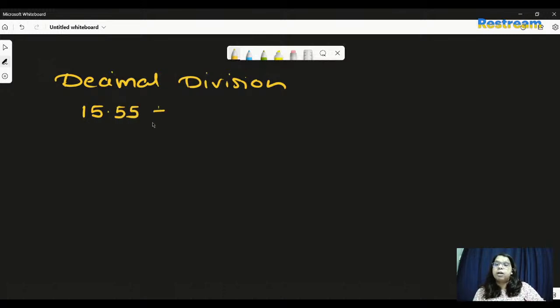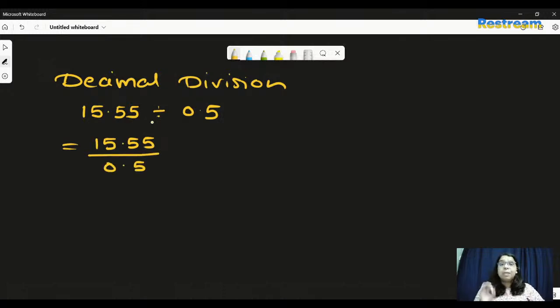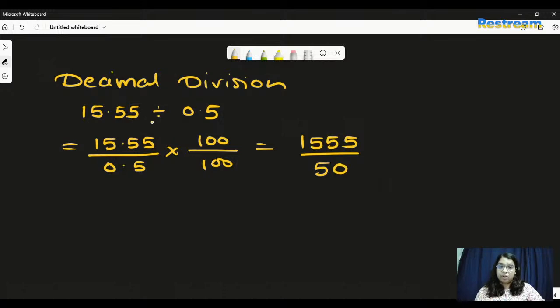So, let's say I have 15.55 divided by 0.5. Okay, so you can write it like this: 15.55 over 0.5. You can completely eliminate the decimal points. How can you do that? You multiply both by a power of 10. You see which is the greatest number of decimals you have. So we have two decimals over here. So we are going to multiply numerator and denominator by 100. So we have 1555 divided by 50. Now it is our normal division after this.